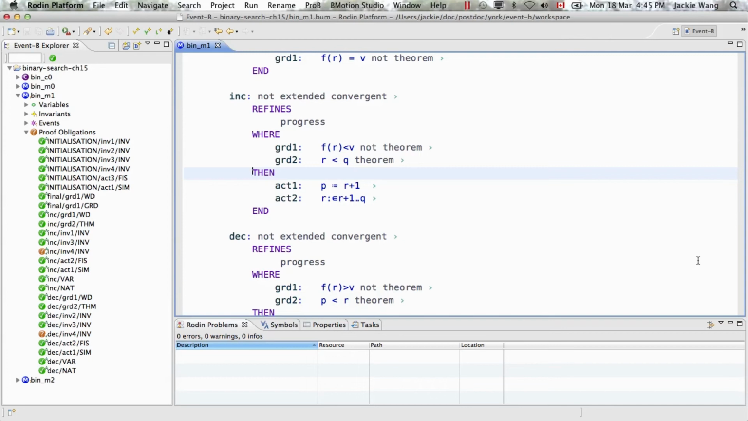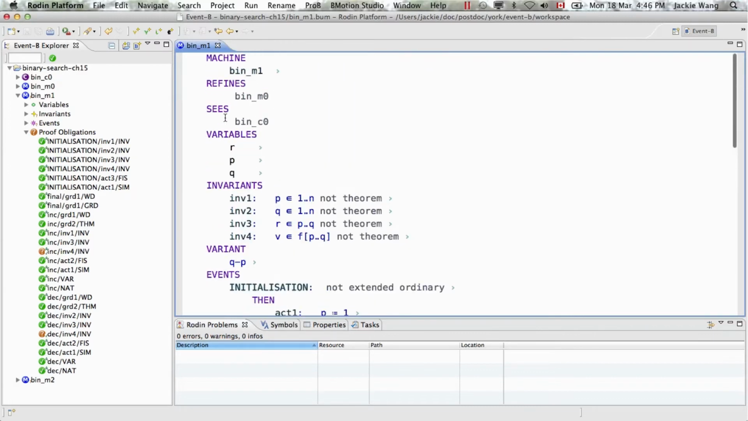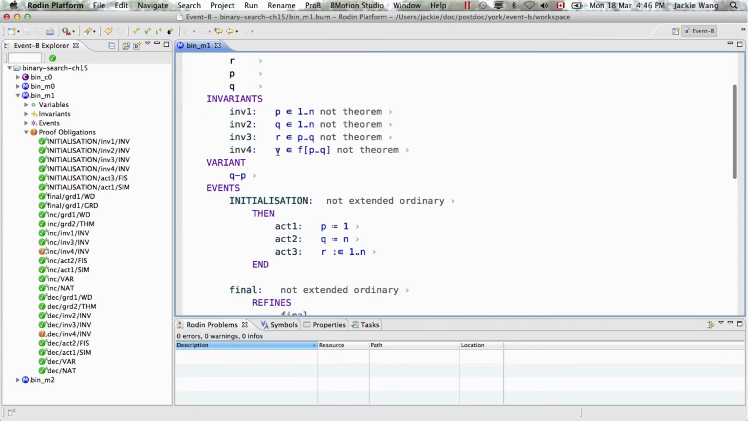We now look at the proof obligation that is related to invariant number 4, which says the element that we are looking for, which is V, is a member of the relational image of relation or function f applied to the range of P up to Q, which means the element we are trying to find is always in the interval of P and Q, in the indices interval of P and Q.